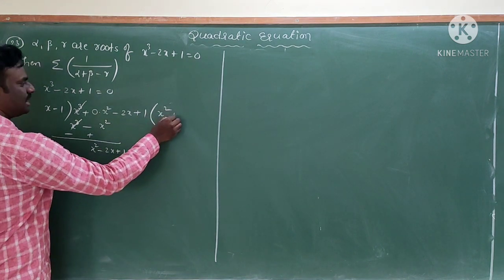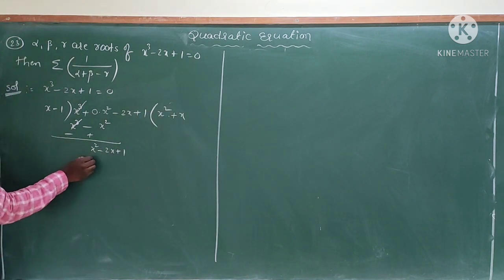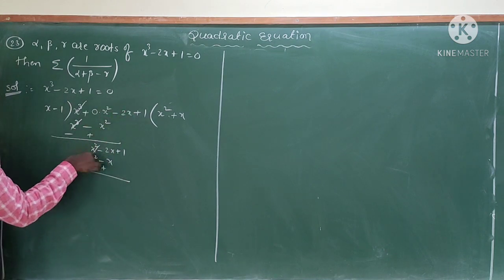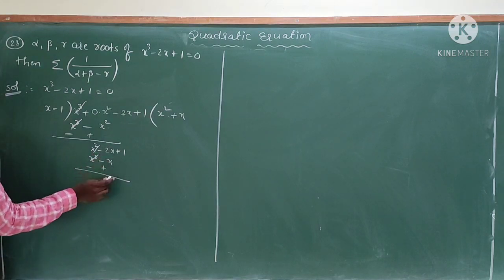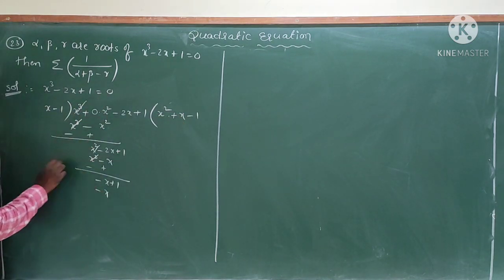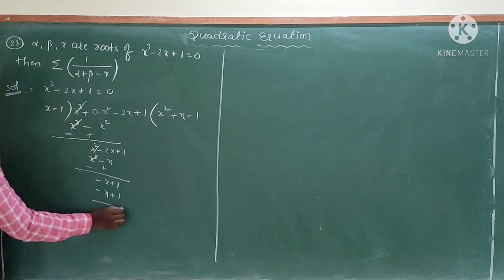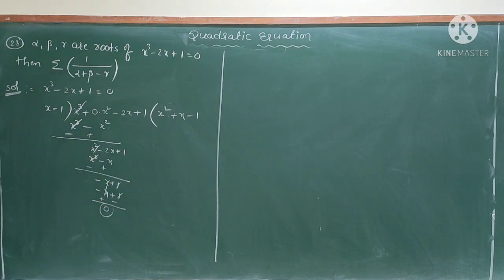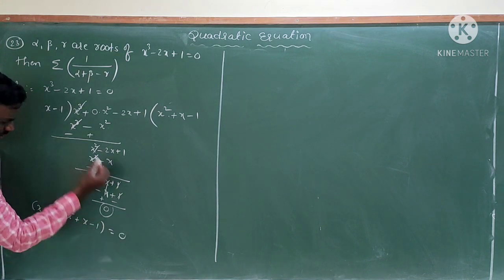Then x into x; if you put x square minus 1 into x minus x, then the signs will change. x square cancels, minus 2x plus x minus x plus 1. Now if you take minus 1, then x into minus 1 minus x, minus 1 into minus 1 plus 1, then the signs will change, these two get cancelled, the remainder will be 0. Therefore, this cubic equation can be written as x minus 1 into x square plus x minus 1 equals 0.